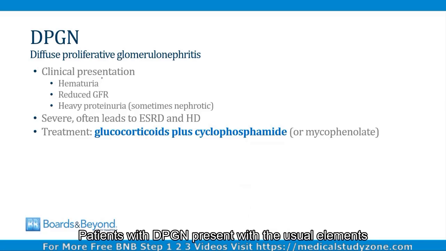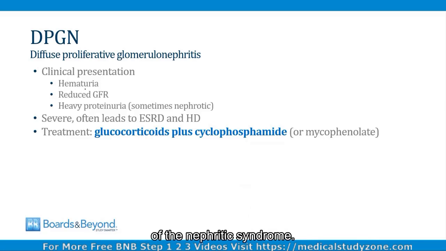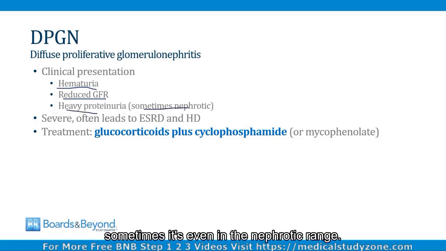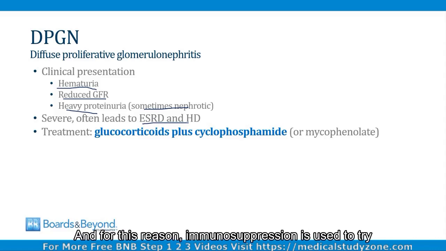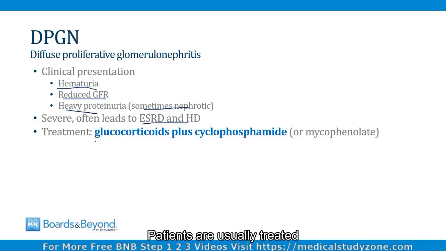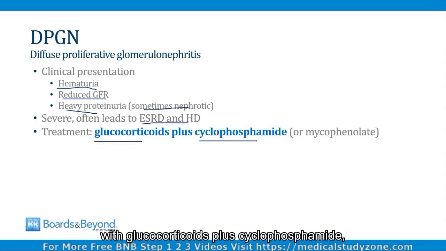Patients with DPGN present with the usual elements of the nephritic syndrome. They will have hematuria, they will have reduced GFR with a rise in the BUN and creatinine, and they often have heavy proteinuria. Sometimes it's even in the nephrotic range. And this is a severe renal disorder. It often leads to end-stage renal disease and hemodialysis. And for this reason, immunosuppression is used to try and dampen down the inflammation in the kidneys. Patients are usually treated with glucocorticoids plus cyclophosphamide, or sometimes mycophenolate is used.